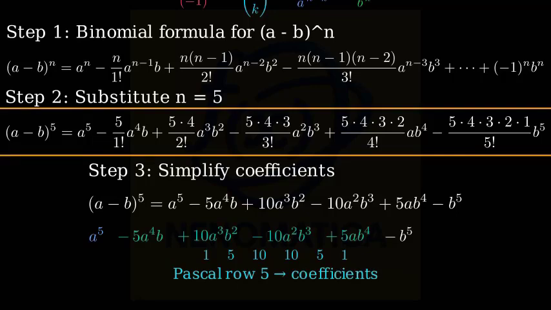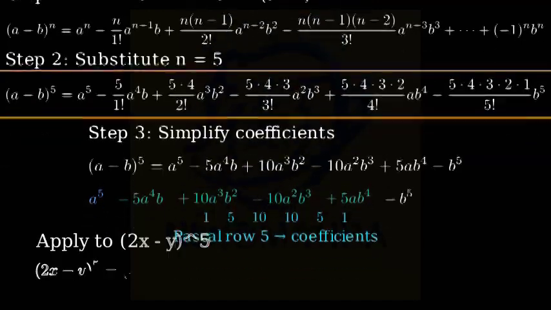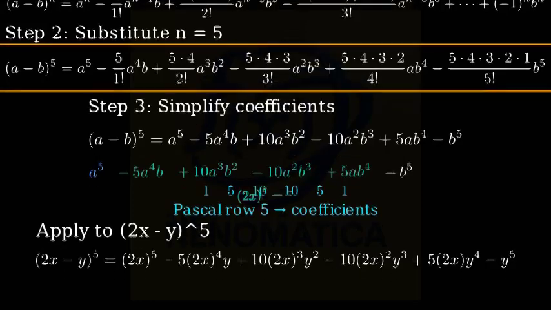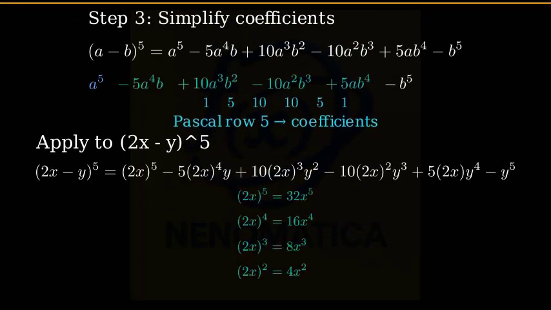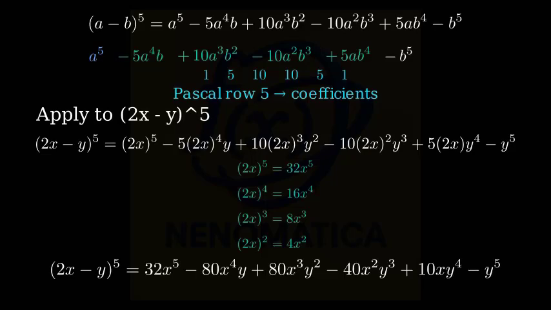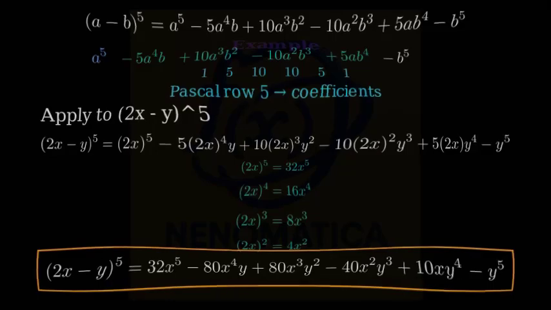Now, apply the result to expand 2x minus y to the fifth power. Start by substituting a equals 2x and b equals y into the simplified expansion we just found. Then compute the powers of 2 and multiply the coefficients. Now multiply coefficients and collect like terms. We get 32x to the fifth minus 80x to the fourth y plus 80x cubed y squared minus 40x squared y cubed plus 10x y to the fourth minus y to the fifth. This is the fully expanded form.